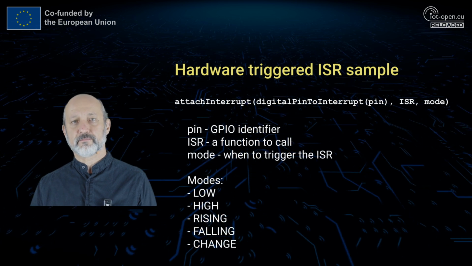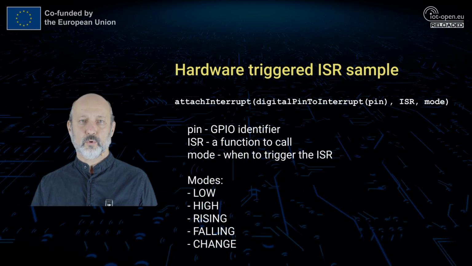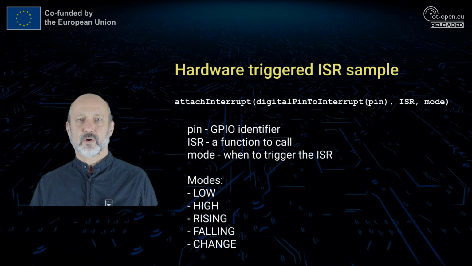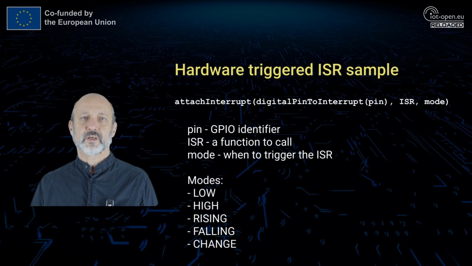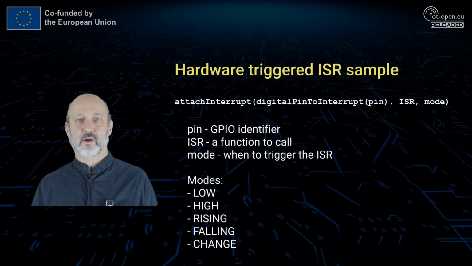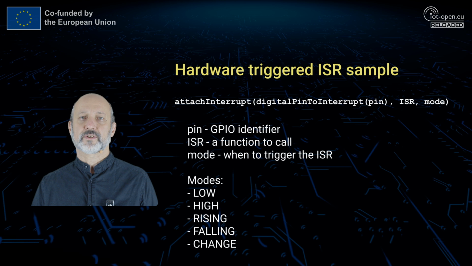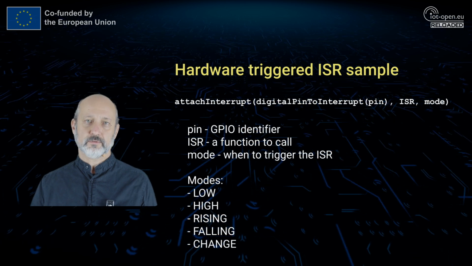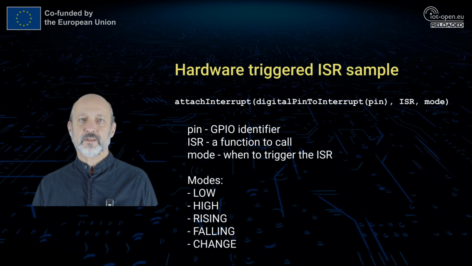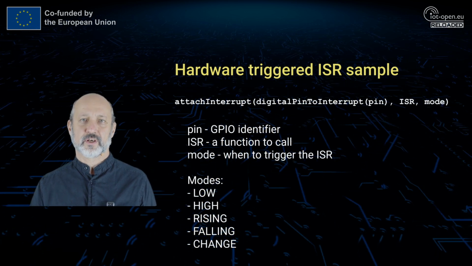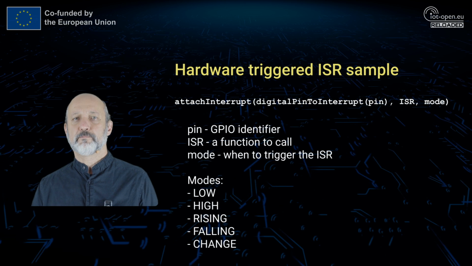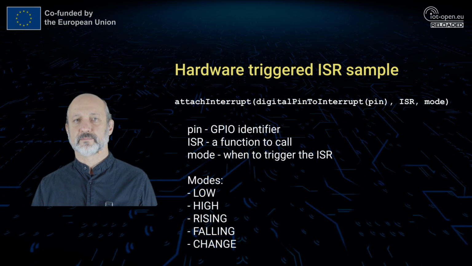There are 5 fundamental mode values. Low. Interrupt is triggered when the pin value is low. High. Opposite. Interrupt is triggered when the pin value is high. Rising. Interrupt is triggered when the pin value changes from low to high. Falling. Interrupt is triggered when the pin value changes from high to low. And change. Interrupt is triggered when the pin value changes in any direction.